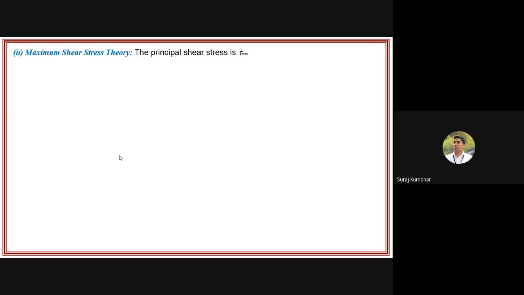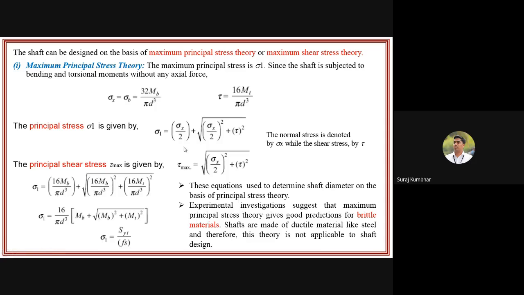Okay, now the principal shear stress tau max is nothing but the square root of (sigma x by 2) whole square plus tau square. I think we have seen the formula earlier. How does it come? Tau max is the square root of (sigma x by 2) square plus tau square. This is the principal shear stress.